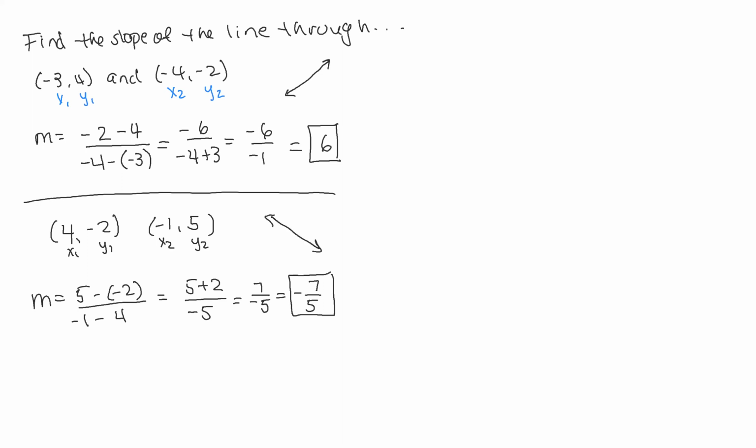Now, same instructions, find the slope of the line through, but this time our points are 1, -3, sorry, and 1, -2.